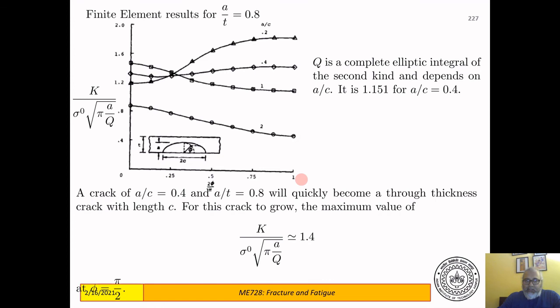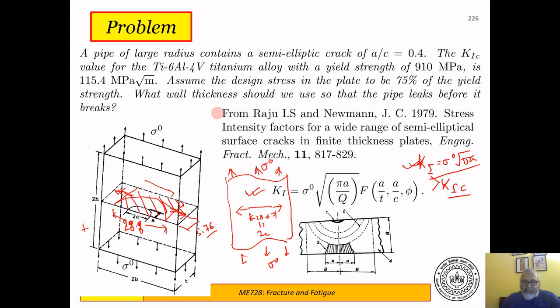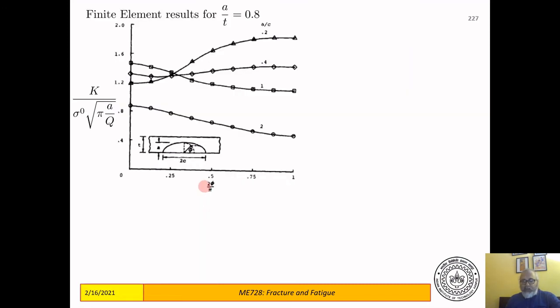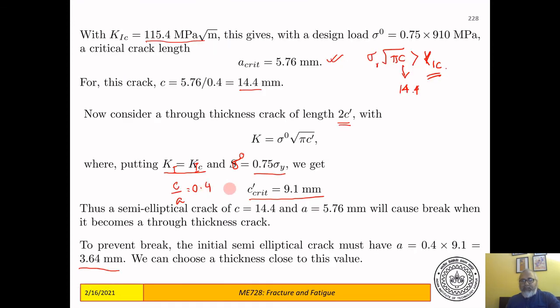So that when the crack actually breaks through the thickness, when it goes through the thickness, it is not eager to also propagate in this direction. And that we can ensure by having at least a thickness of 3.64 millimeter of the plate. So this is how leak before break designs are done using linear elastic fracture mechanics, and this is one of the major achievements of fracture mechanics in pipeline design, pressure vessel design.